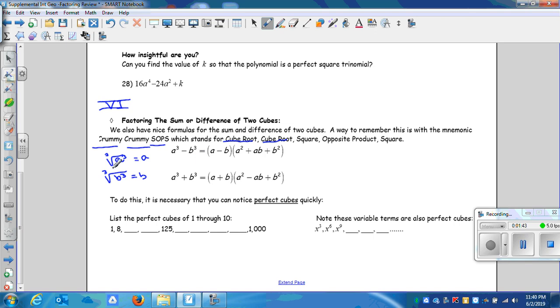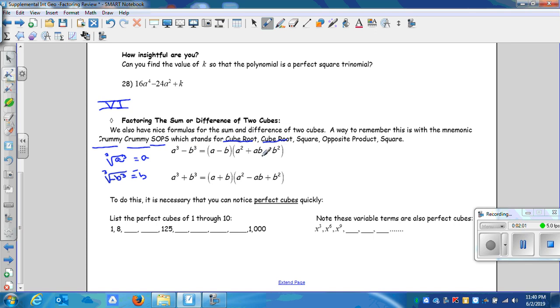Now one thing I should mention is the minus that was here, I can put that inside here. This is the cube root of negative b cubed. And that answer is negative b, because you can take the cube root of negative values. The other option is just to take the cube root of each of these and then just put the minus in between. It's up to you.